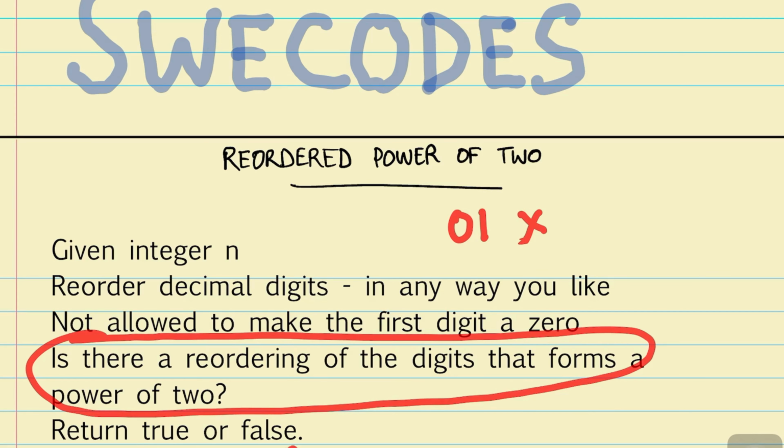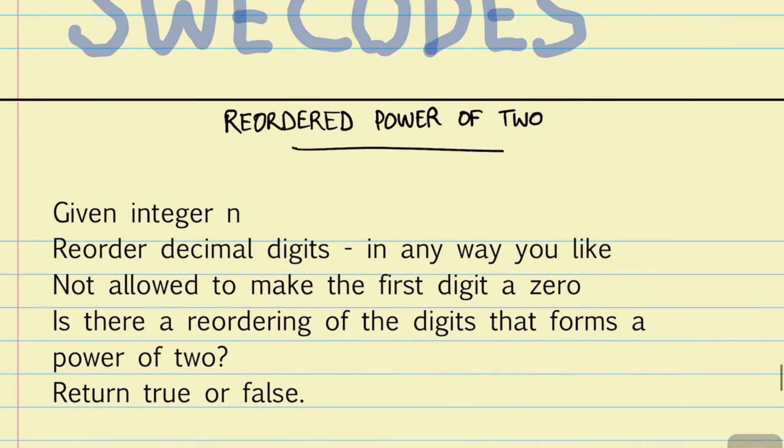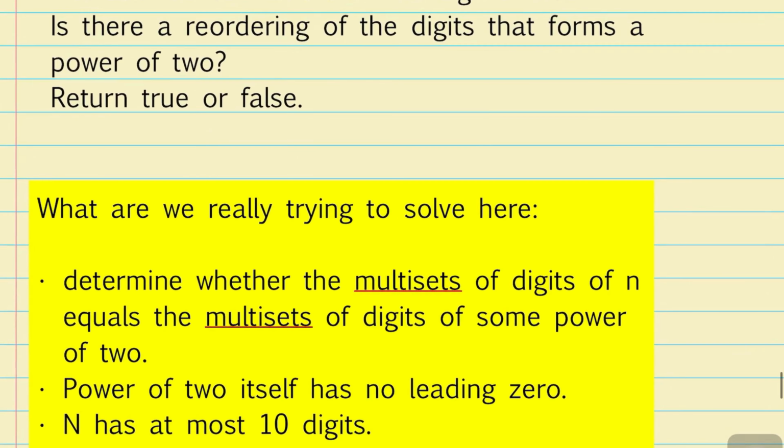First, I want you to think about what structure matters here. Reordering digits doesn't change how many of each digit we have. It only changes their order. So what really matters is the multiset or frequency of digits. If we can permute the digits of n to become a power of 2, then the digit counts of n must equal the digit counts of that power of 2.